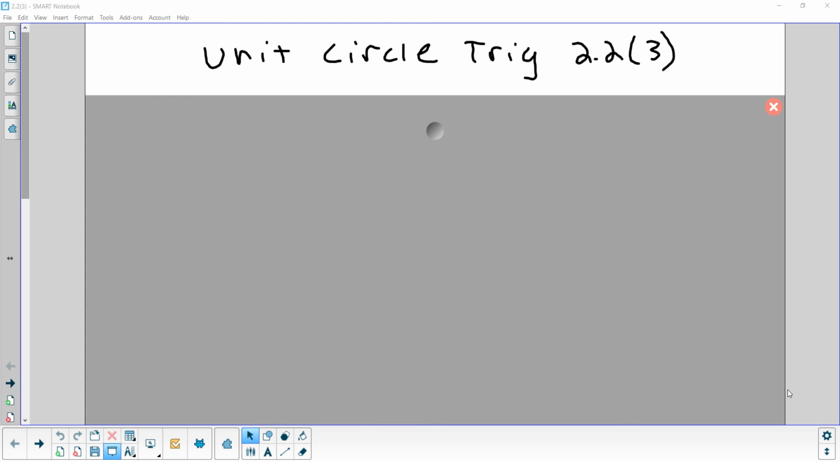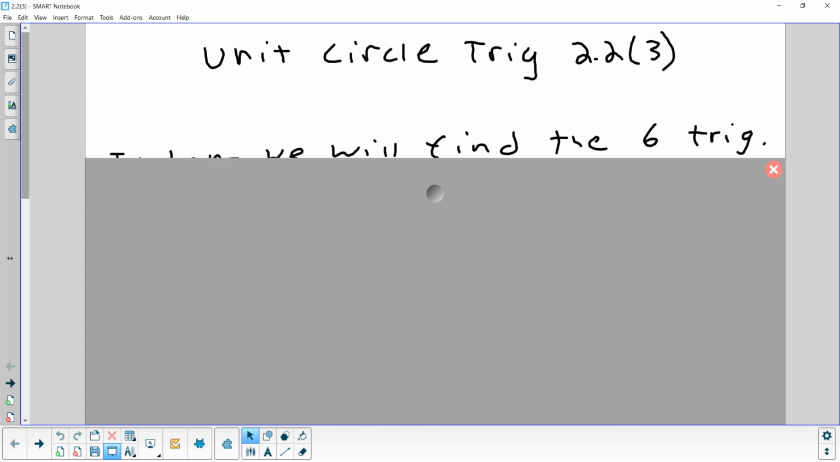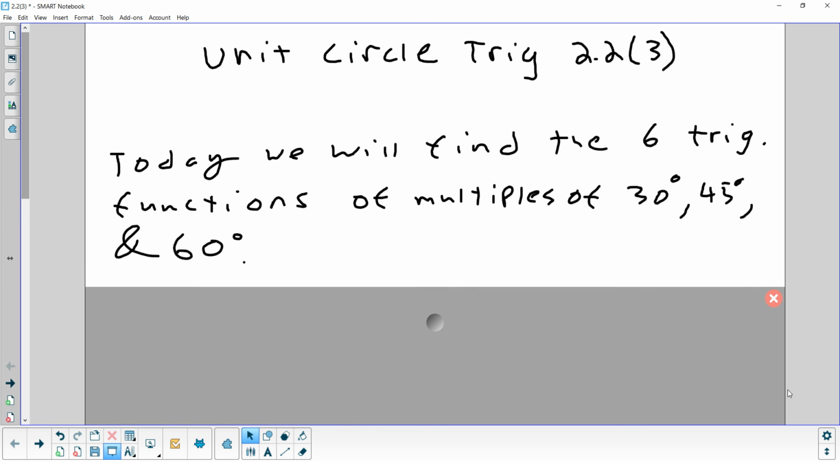Right, so the last part of the section we're going to look at for this week is 2.2 part 3. And we're going to start off by looking at how we deal with problems where we have multiples of 30, 45, or 60. So maybe an angle like 120. Okay? That's a multiple of 30 and 60. Those angles we can work with almost just as easy as the ones we did yesterday. The key is remembering the coordinates for the 30, the 45, and the 60.